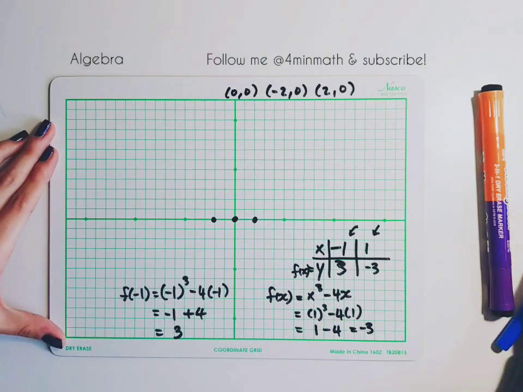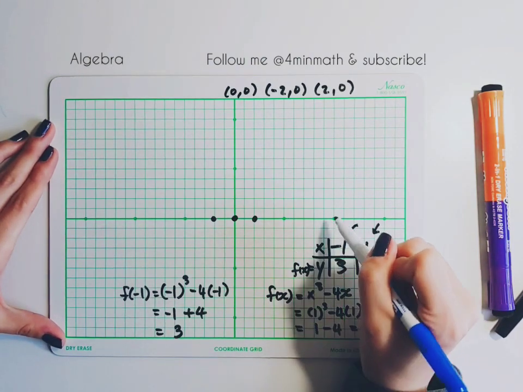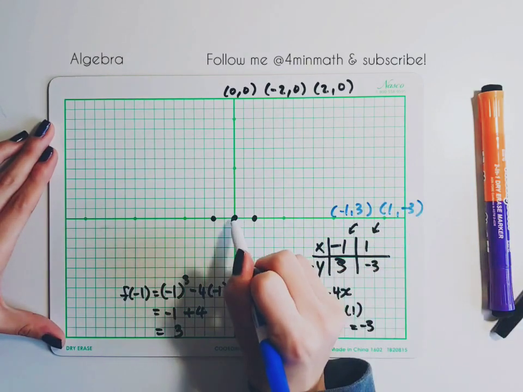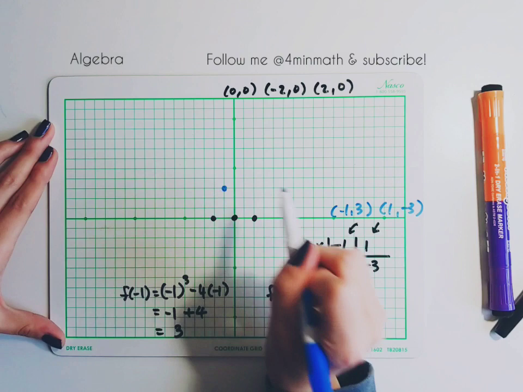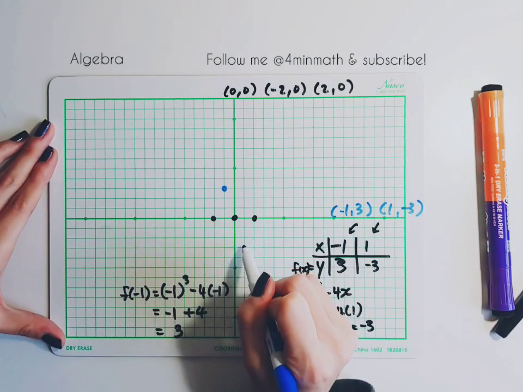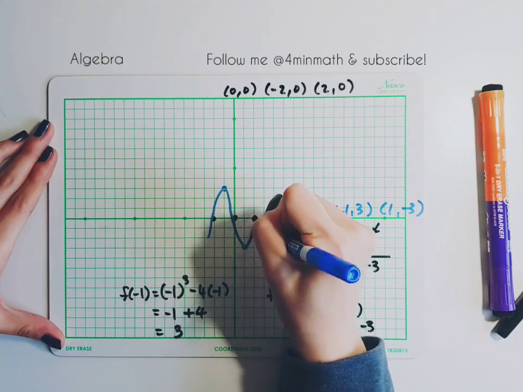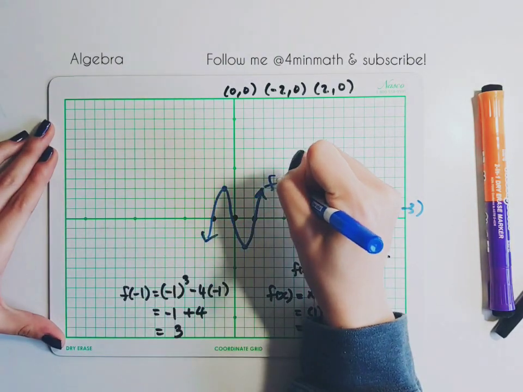So then I'm going to graph those points. So I have negative 1 comma 3, and then 1 comma negative 3. So negative 1 comma 1, 2, 3, and then 1 comma 1, 2, negative 3. So my function looks something like this. So that's my cubic function.